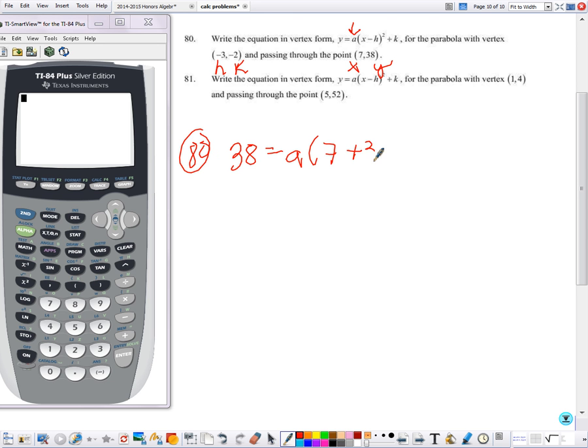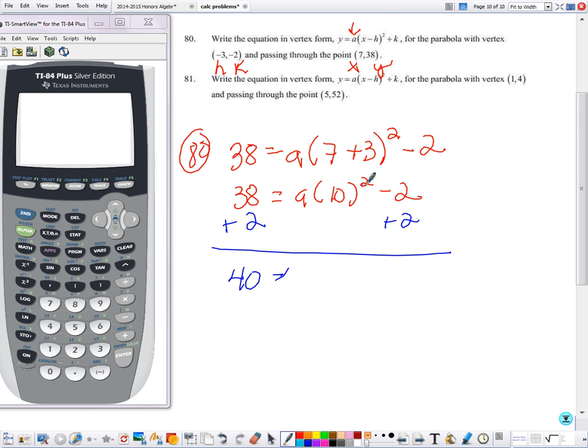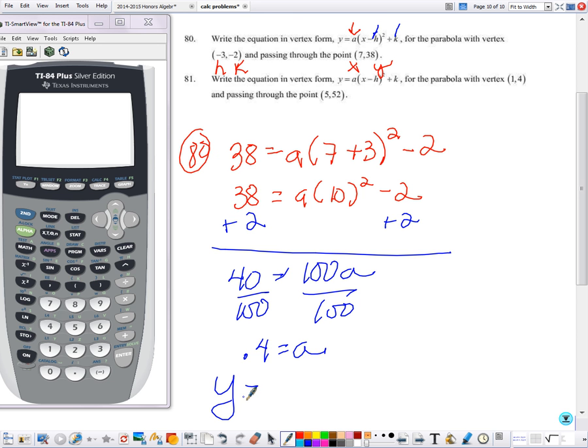Minus -3 is plus 3. So now calculating this is 10 squared. So solving for a, we're going to add 2. 10 squared is 100, divided by 100. And we get 0.4 is a. So your final answer, we have to go back up. We're going to fill in a, h, and k. So that's y equals 0.4 (x plus 3) squared minus 2 as our final answer. So this could be a calculator problem if you wanted to do any of the arithmetic in the calculator.